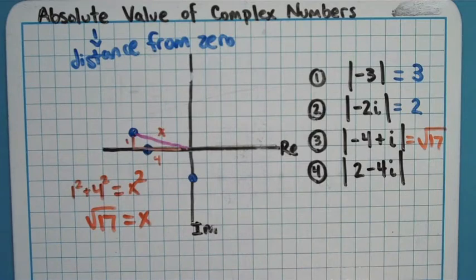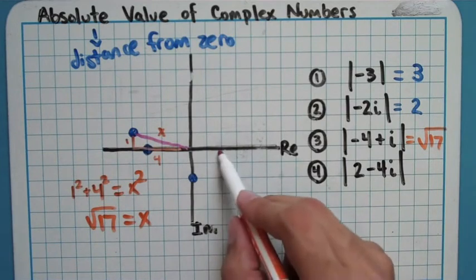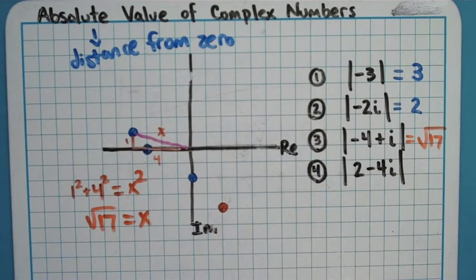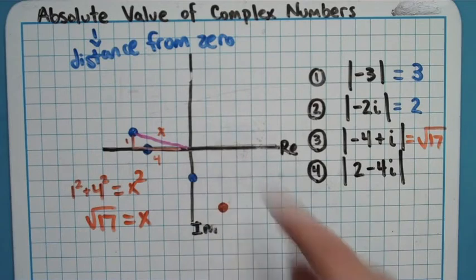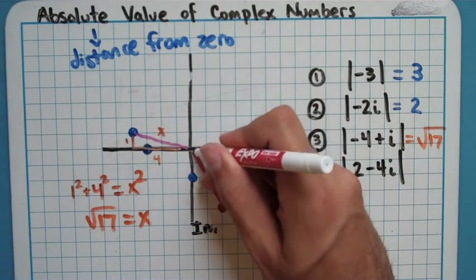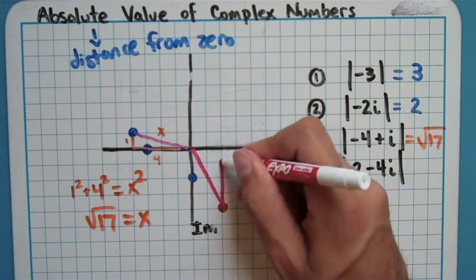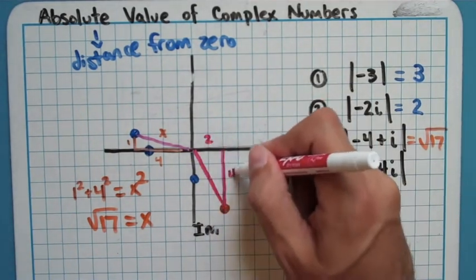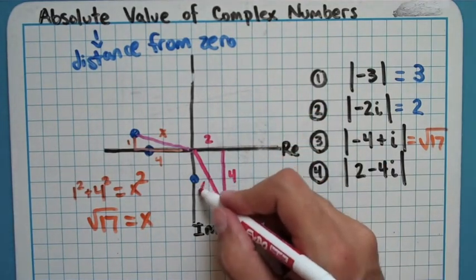And I have one more point in this video here. 2 minus 4i will be right here. Again, I want to figure out how far away this orange dot is from zero. So I'm going to draw myself, first of all, the distance. Then I'm going to make myself a nice little right triangle. This side of my right triangle is 2. This side is 4. I need to find my x right here.